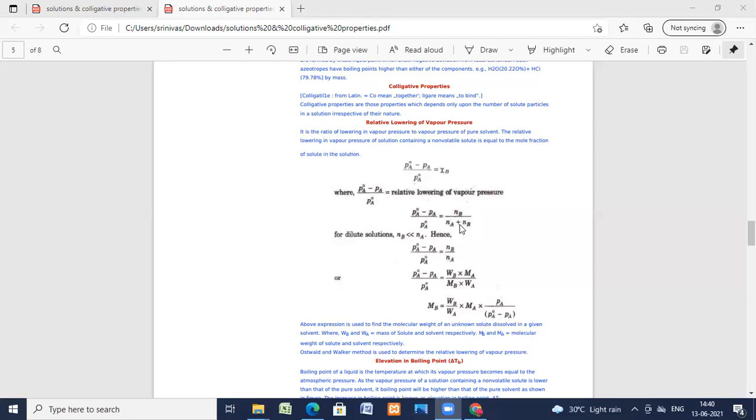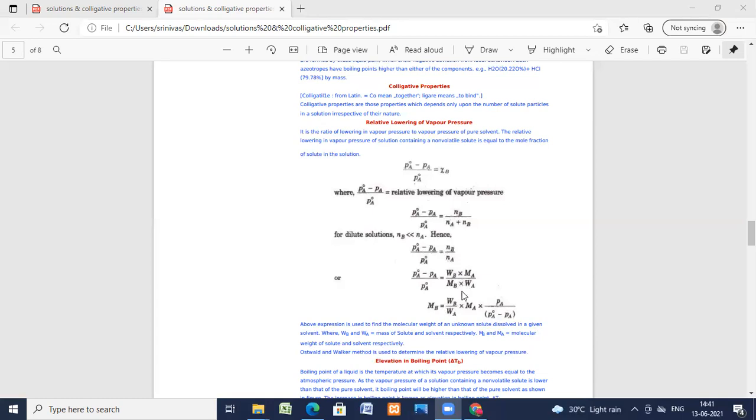For dilute solutions, Nb is very small, so Nb is very much less than Na. Hence, (P naught minus Pa) by P naught is equal to Nb by Na. Nb is Wb by Mb, and Na is Wa by Ma. So (P naught minus Pa) by P naught is equal to (Wb by Mb) by (Wa by Ma). Now if you reverse multiply it, you get Wb by Mb into Ma by Wa.